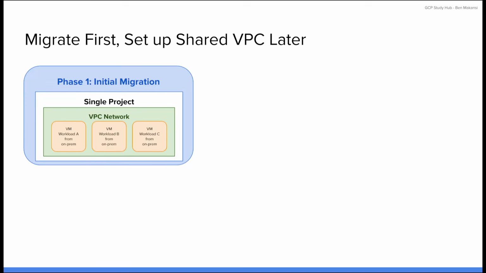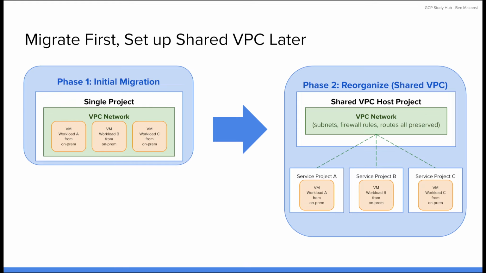And once the workloads are running stably in Google Cloud, you can move to phase two, where you reorganize using shared VPC. So notice what happens here. You convert that original project into a shared VPC host project. The VPC network stays exactly as it was. The subnets, firewall rules, and routes are all preserved. Nothing about that network changes.